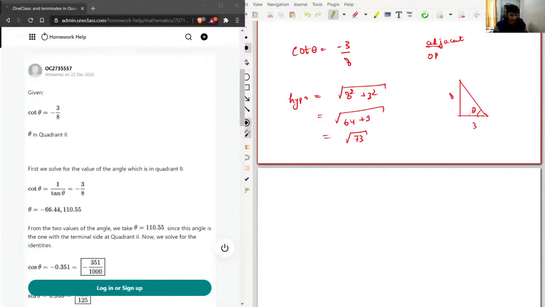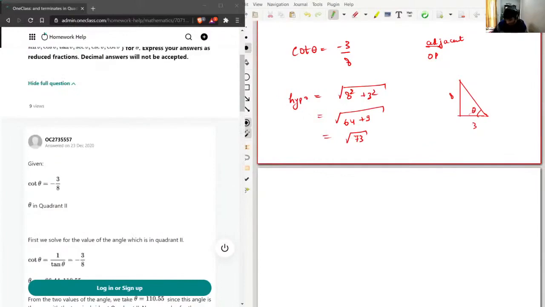Okay, so I'll find the square root of 73 using my calculator. The square root of 73 is 8.544. And cotangent theta is -3/8. Tangent theta is 1 over cotangent of theta, which will be 1 over negative 3 over 8, and that will be negative of 8 over 3.